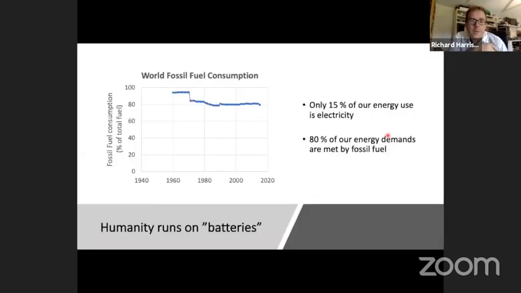If we look at world fossil fuel consumption, we sort of think that the world is being electrified, but when you look at fossil fuel consumption, only about 15% of our total fossil fuel consumption is for the generation of electricity. And of course, we hope for that to fall. So, it's widely touted that renewables are becoming a big part of electricity generation, but that's really only 15% of the problem, and still 80% until very recently of our energy demands have been met by fossil fuel.